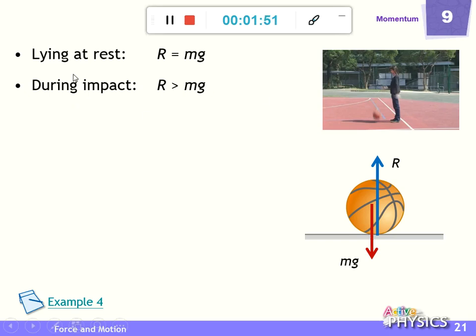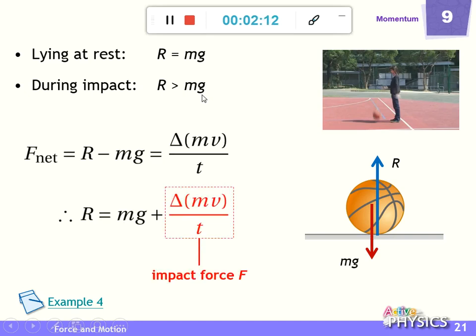Then look at this. Lying at rest means that you just put a basketball on the ground. Then the reaction force should be in the upward direction to balance the downward force, mg, so they should be equal. But during the impact, R should be greater than mg. But why? Look at this.